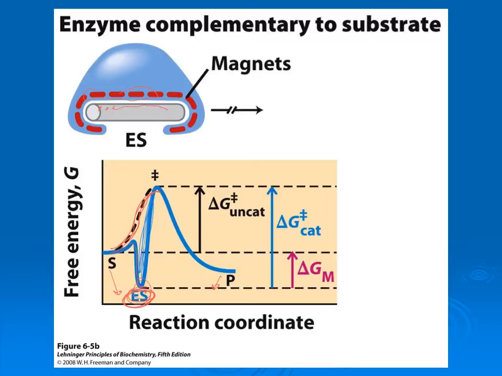Okay. Now this one's assuming that the ES complex was lower than the EP, but in reality you could also have something that looks like this. This is also bad.